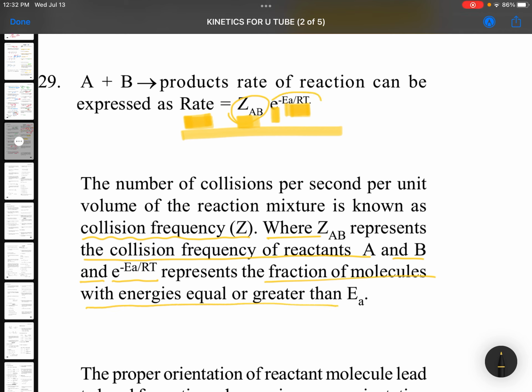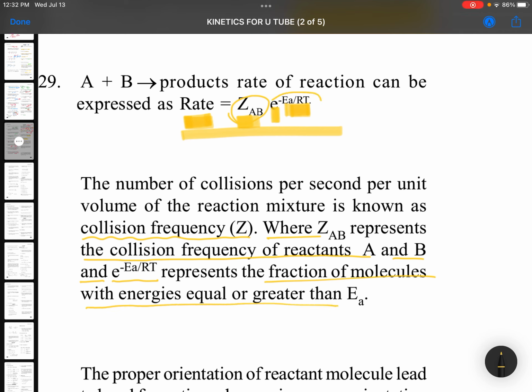This is only called fruitful collisions. Okay, now for example, it is coming like this. It is coming like this. You say fruitful collisions. For example, if they are coming like this, it is not a fruitful collision. Okay, this is fruitful and this is not a fruitful collision. So that must be in a proper orientation also.